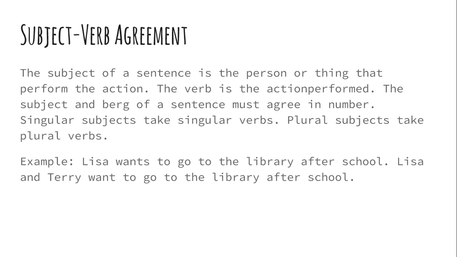The subject of a sentence is the person or thing that performs the action. The verb is the action performed. The subject and verb of a sentence must agree in number. Singular subjects take singular verbs. Plural subjects take plural verbs. So, for example, Lisa wants to go to the library after school. Lisa and Terry want to go to the library after school.